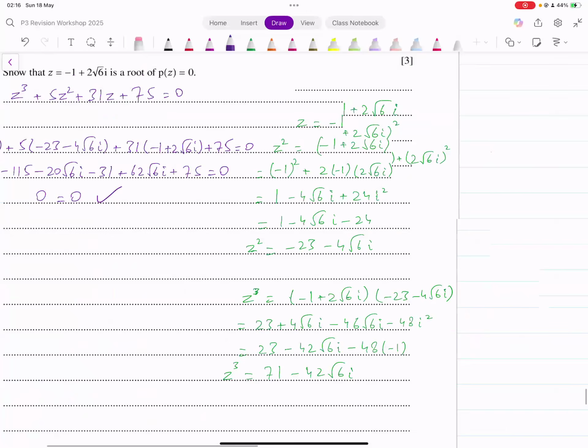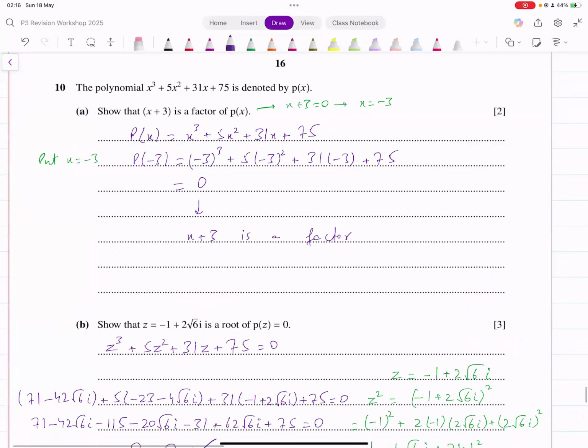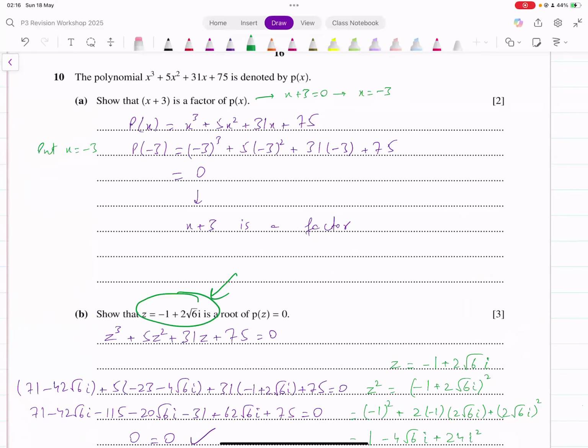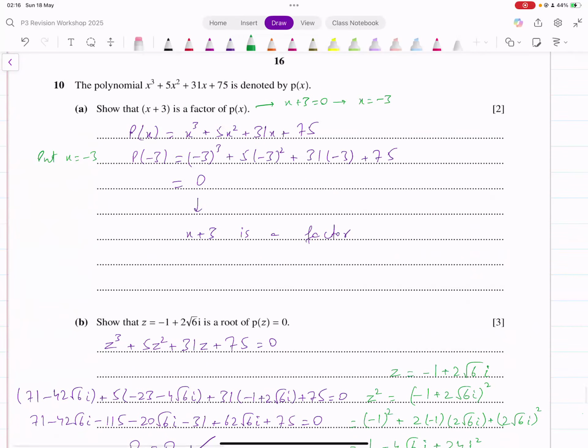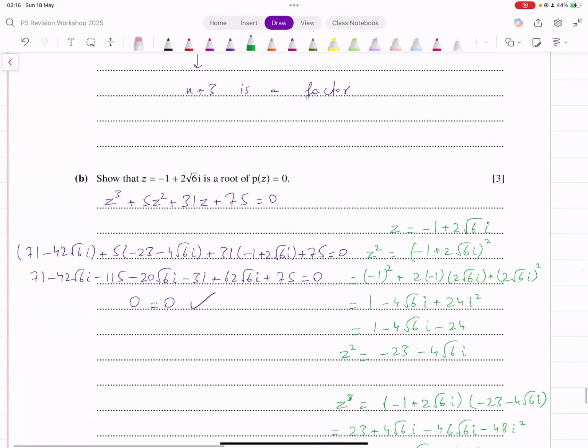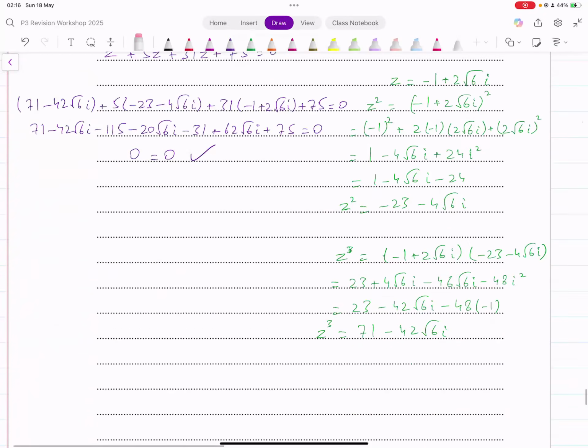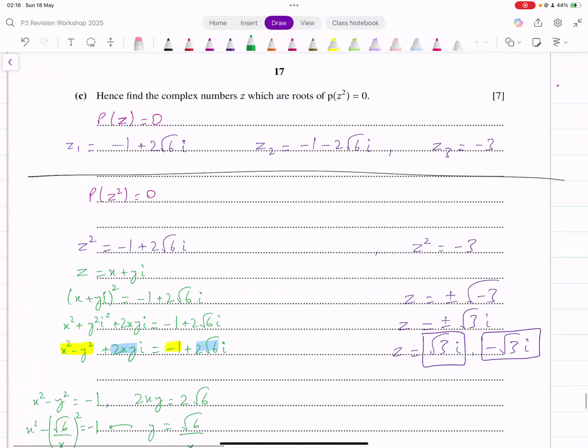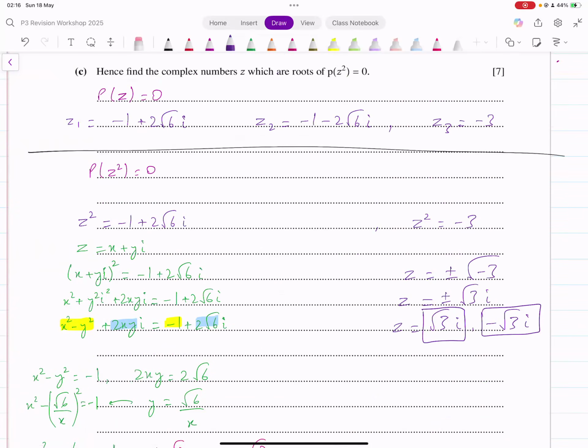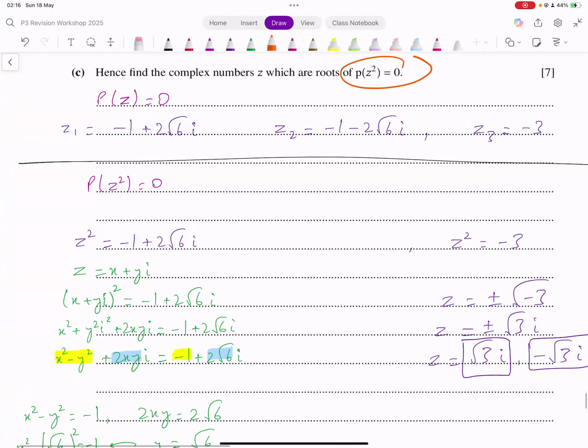First of all, we know this is one root, -1 plus 2 under root 6 iota. This is another root. They told us that x equals -3 is also a root. If x plus 3 is a factor, x equals -3 is a root. So we know another root. Since all coefficients are real here, the conjugate of this would also be a root. So we know the three roots of the previous equation. When p of z is equal to 0, the three roots that we have are these, this, and this. They're saying find the roots of this equation, p of z squared equal to 0.